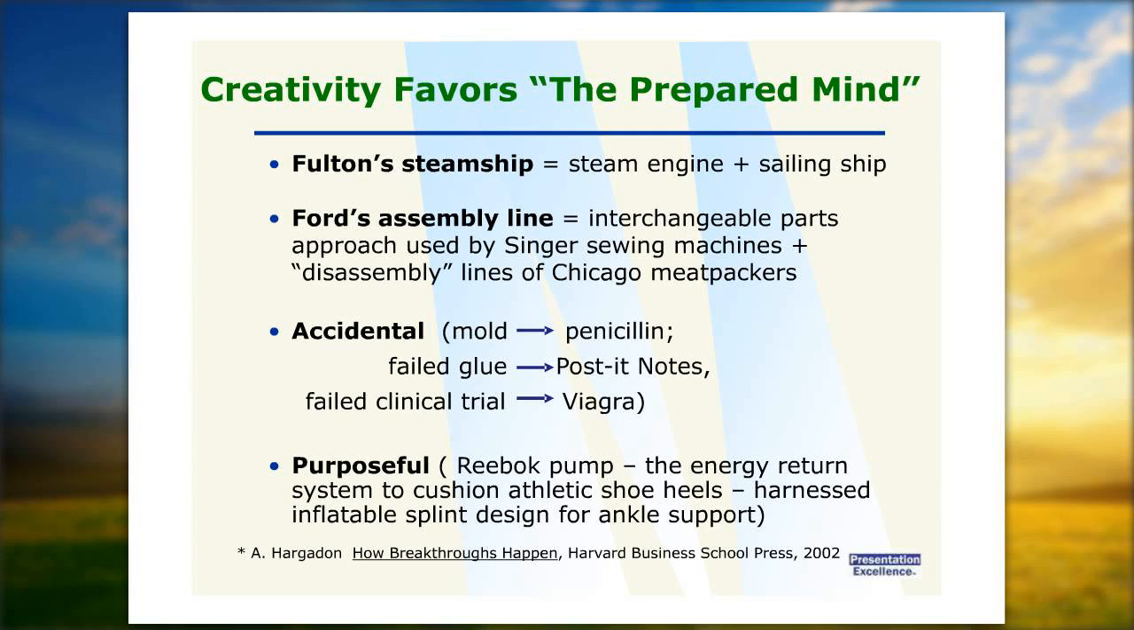Ford's assembly line is really a combination of him looking at the Singer sewing machines, interchangeable parts, and the disassembly, rather, of Chicago meat packers who were taking calves and cows and cutting them up and dividing it up so it starts as an animal and at the other end you end up with a skeleton and all kinds of different types of meat. He said, what if you put it all together? He reverse engineered it.